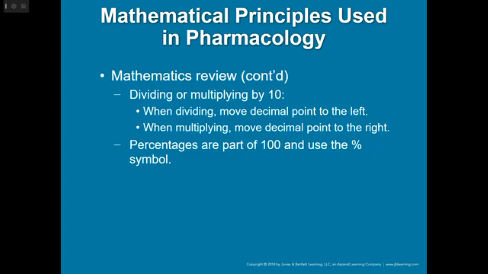It's all about dividing or multiplying by 10. When dividing, you move the decimal place to the left. When multiplying, move the decimal place to the right. So dividing by 10 would move it 1 decimal place to the left, and multiplying by 10 would move it 1 decimal place to the right. Percentages are part of 100 and use the percent symbol.